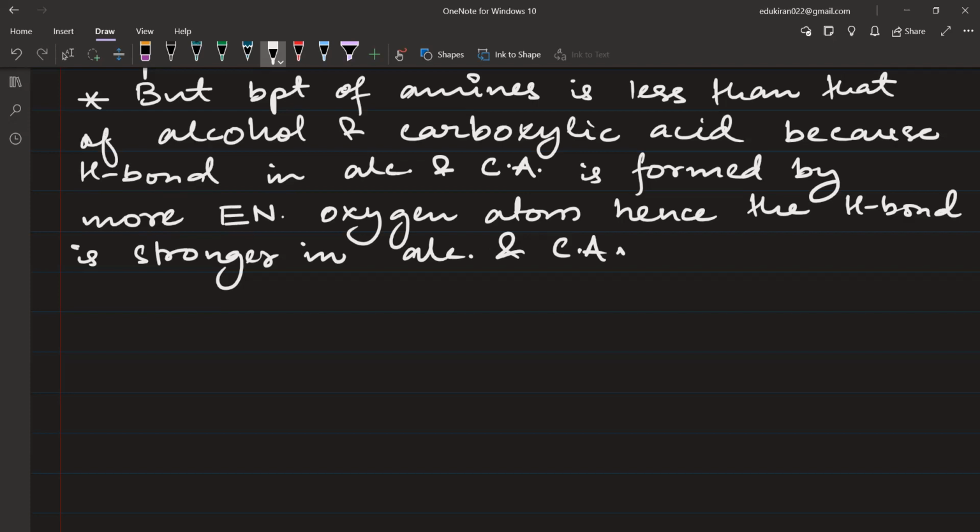अब देखिए, if I talk about amines itself, यानी primary amine, secondary amine और tertiary amine में, if I compare the amines, in that primary is going to have more number of hydrogen bonds. Okay, so please write.